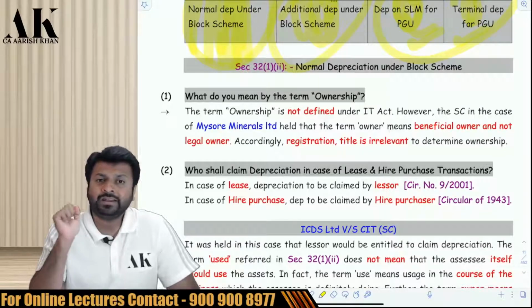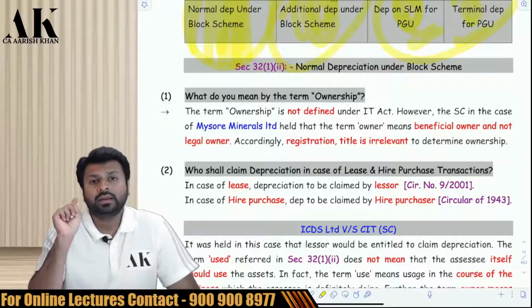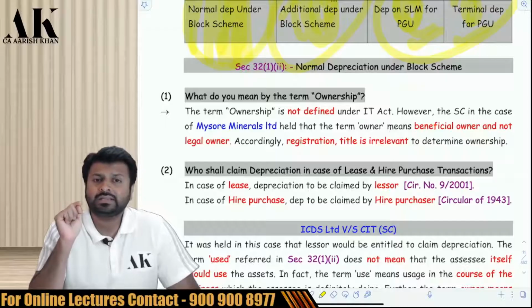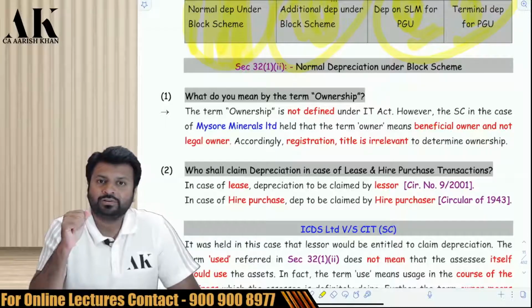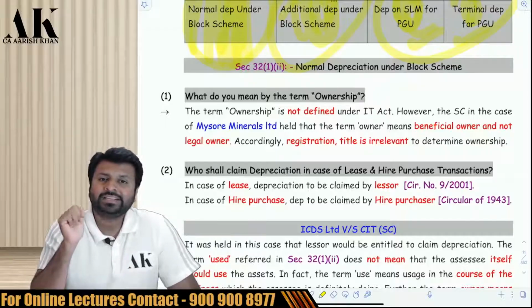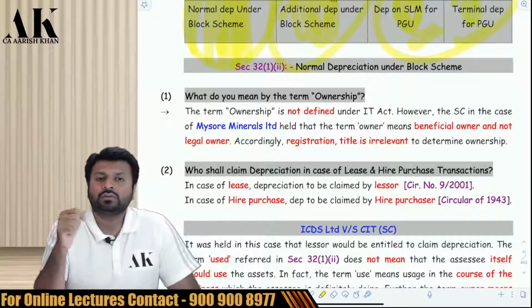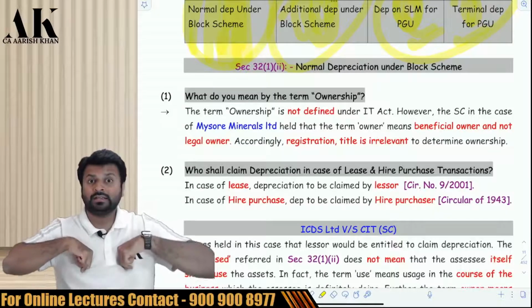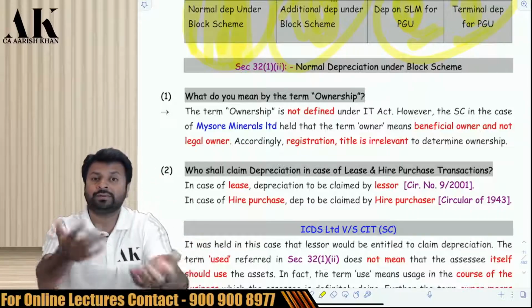In case of hire purchase transaction, who will be the owner? It was again held by CBDT in around 1943, around 80 years back, that in case of hire purchase transaction, it is the hire purchaser, that is the buyer, who will be eligible to claim depreciation. Okay. So in case of lease, who is claiming? The lessor. In case of hire purchase, the hire purchaser is claiming.